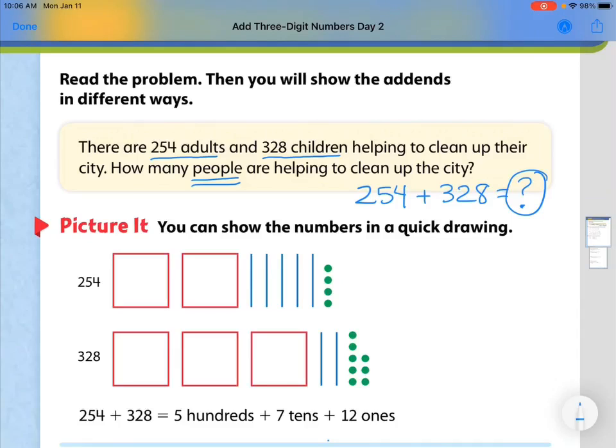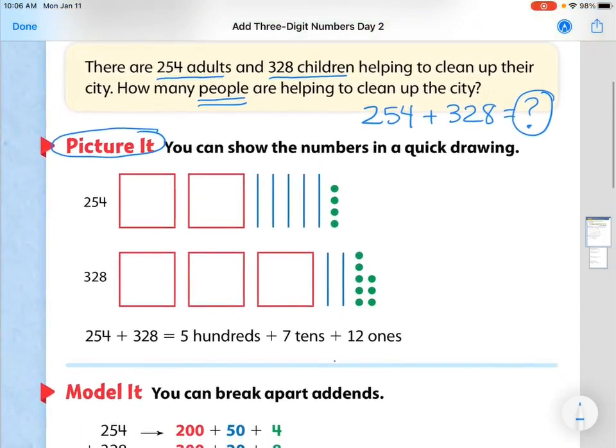Okay, so the first example is to draw a picture of hundreds, tens, and ones models. They are going to show you that 254 is 2 hundreds models, 5 tens models, and 4 ones models. And the number 328 can be shown with 3 hundreds models, 2 tens models, and 8 ones models.